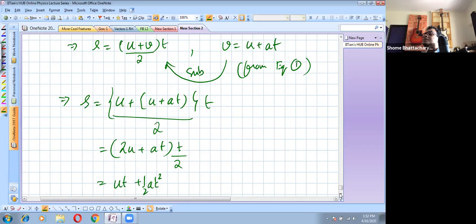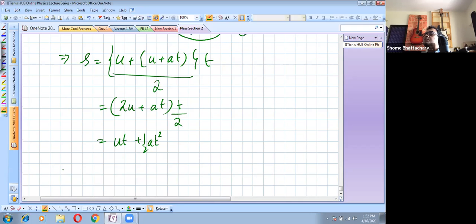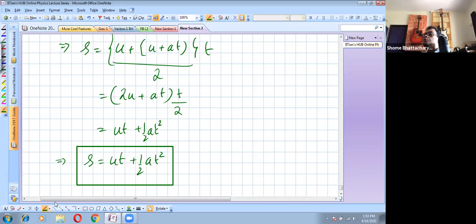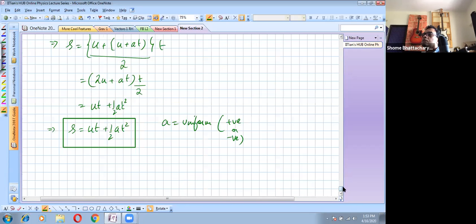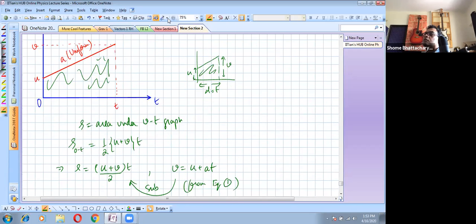So this is a simple explanation of how we get the relationship between displacement and time to be ut plus half at square. Now this equation is going to work in both the cases, whether the acceleration is positive or negative, it doesn't matter. I'll show you in just a moment. a is uniform, and it can be positive or negative. You just have to substitute the value, and this will give me the displacement. Okay, so let me just minimize this, and you take a moment to understand this.